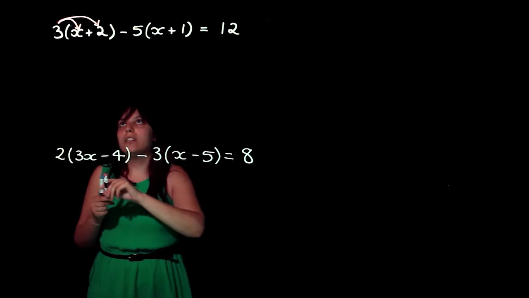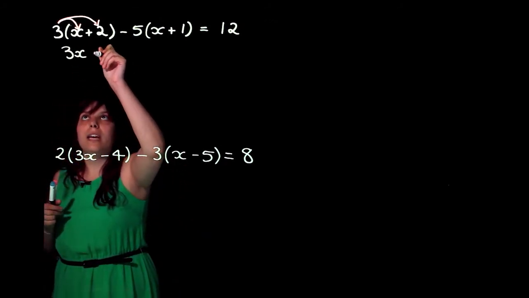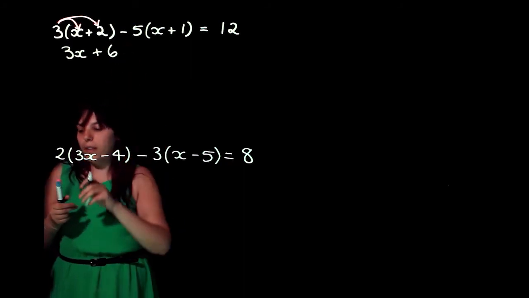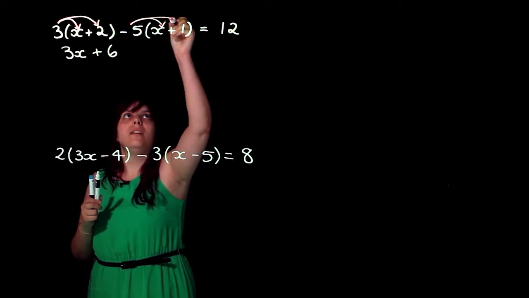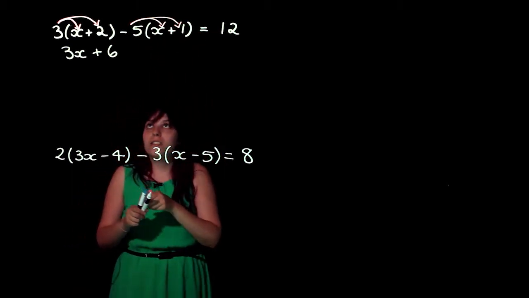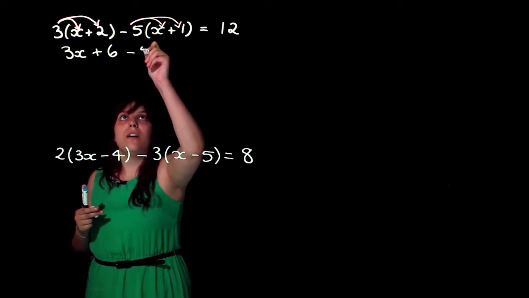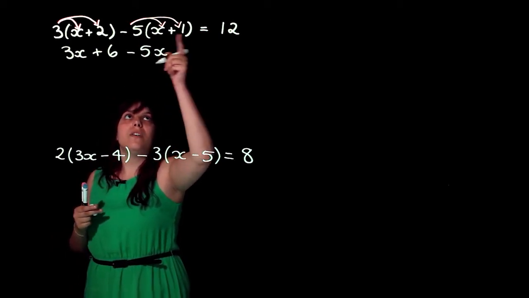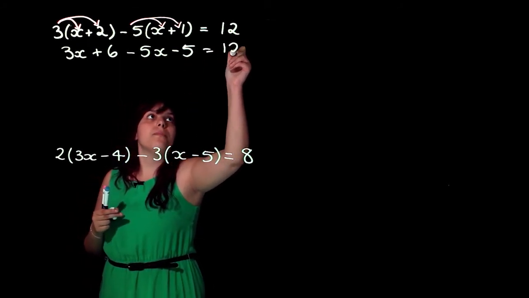So 3 times x is 3x. 3 times plus 2 is plus 6. And then I've got minus 5 times x and minus 5 times 1. So that's going to be minus 5 times x is minus 5x, and minus 5 times 1 is going to be minus 5. And that gives me 12.